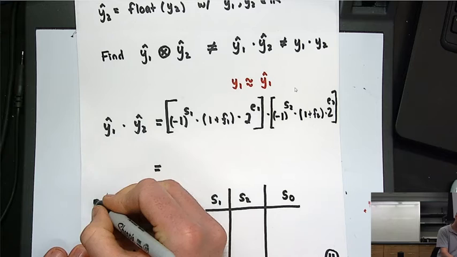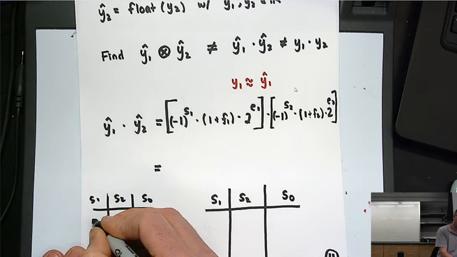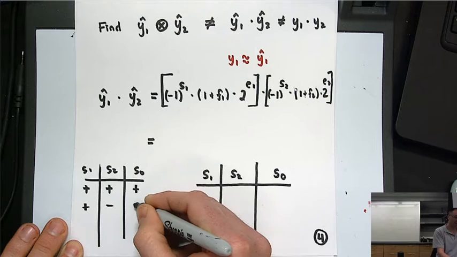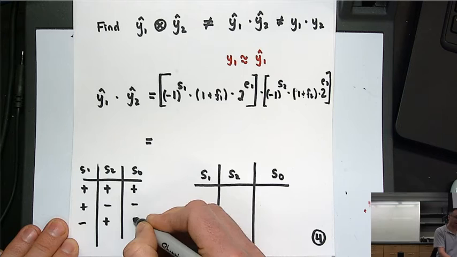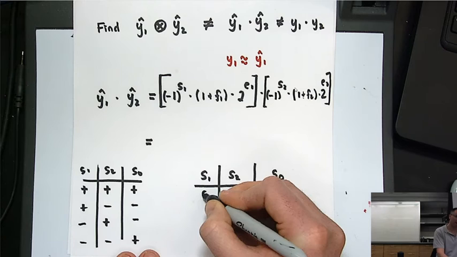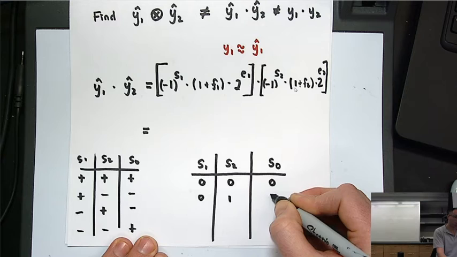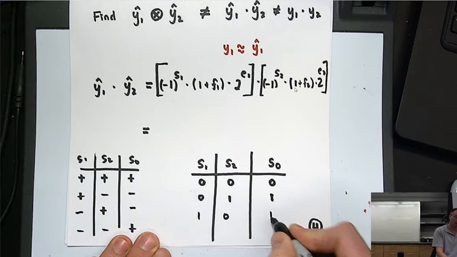We'll call that sign 1, sign 2, and the sign of the output. So, if the first one's positive and the second one positive, what's the third one? Positive. First one's positive, second one's negative, output is? Negative. First one's negative, second one's positive, output is? Negative. Negative, negative: positive. In terms of the binary representation, if I multiply two zeros together, I should get a zero. If I multiply a zero and a one, I want a one, because one represents negative, right? One and a zero, I want a one. One and a one, I want a zero.